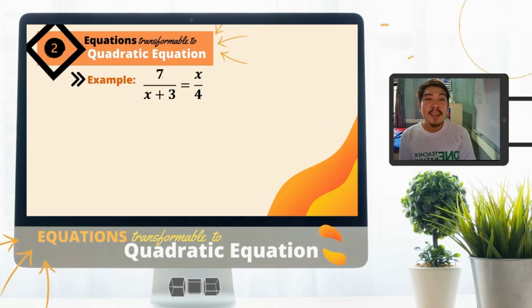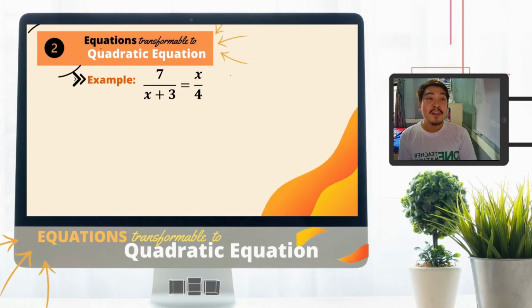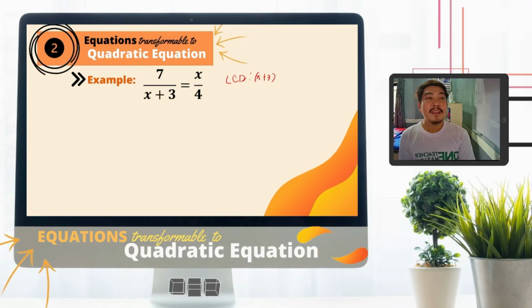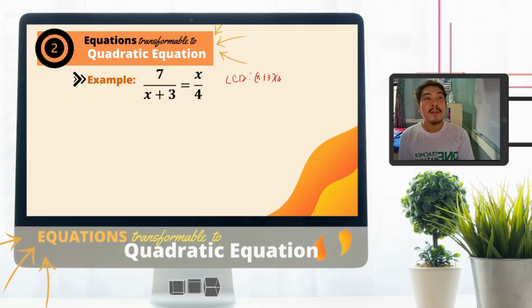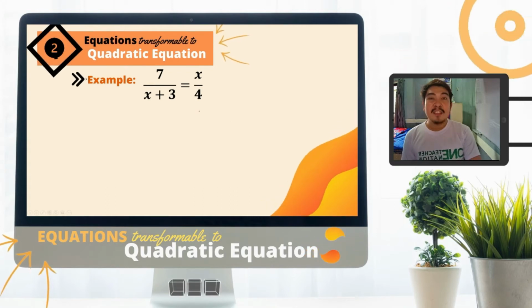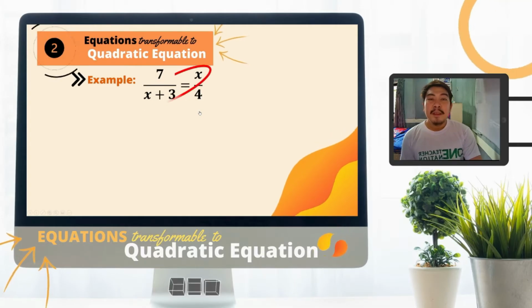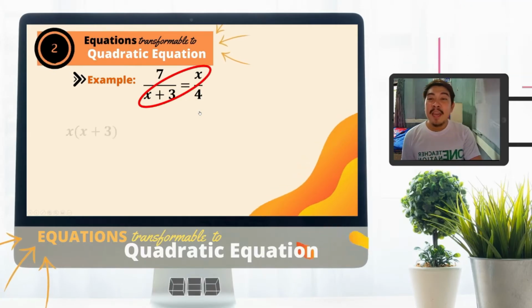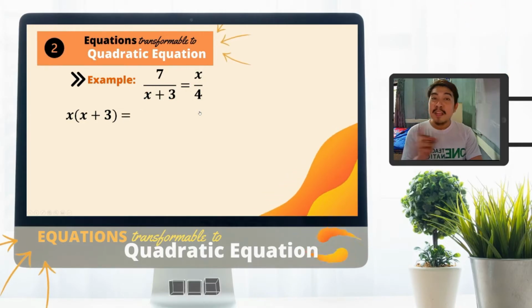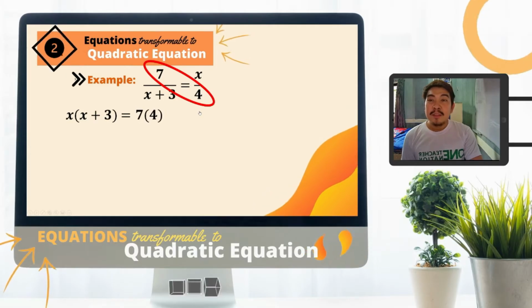Ano bang LCD ni 7 over x plus 3 at saka ni x over 4? So the LCD will be x plus 3 times 4. So para mas madali, i-cross multiply na lang natin siya. Pero sinasabi ko, pwede rin natin gamitin si LCD. Okay, pag i-cross multiply, that will be x times x plus 3 equal to, yung kabilang side naman, 7 times 4, that will be the equation.